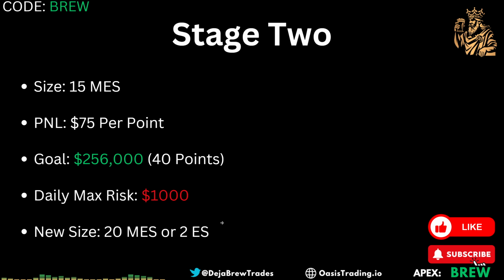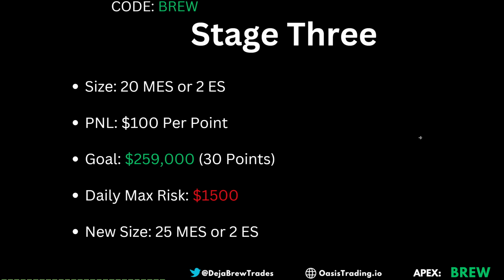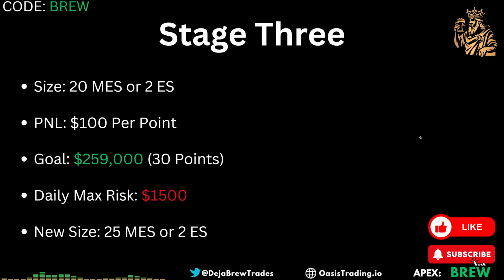The other thing I would say is if you're taking multiple exits, like 3, 4, 5 exits, if you really like piecing out of those trades, then obviously you need to take the 20 MES because you can only take 2 exits on the 2 ES. All right, moving on to stage 3.